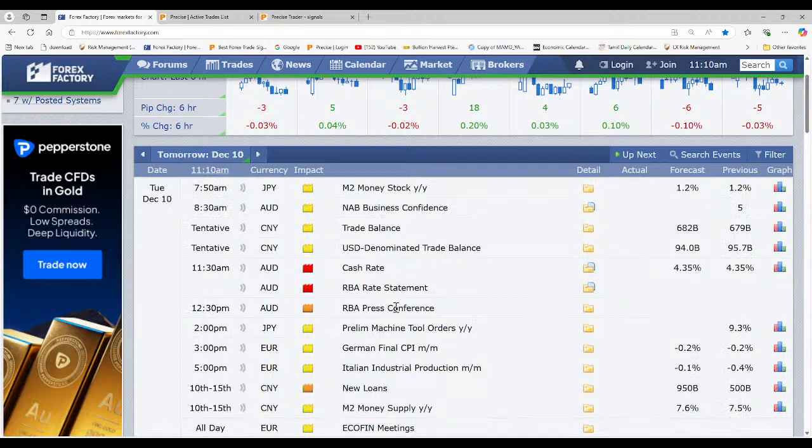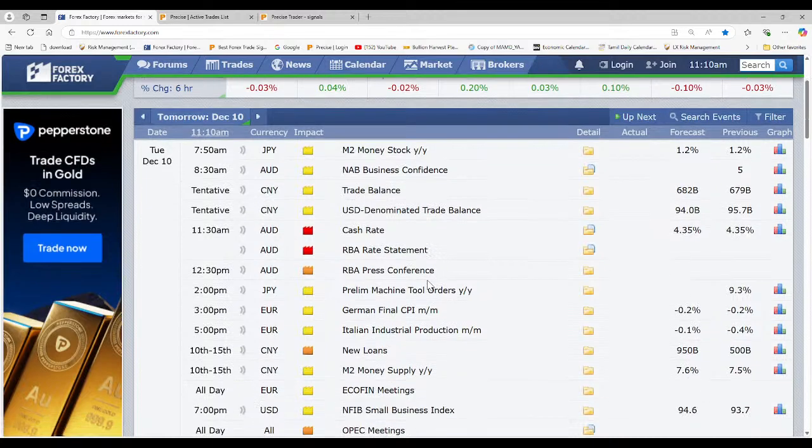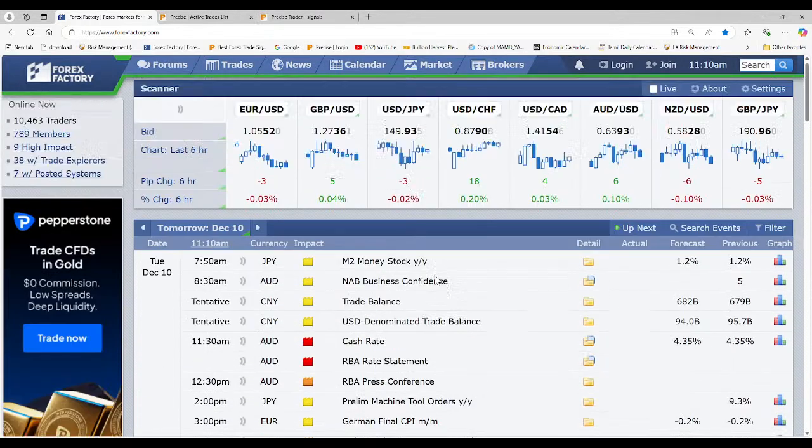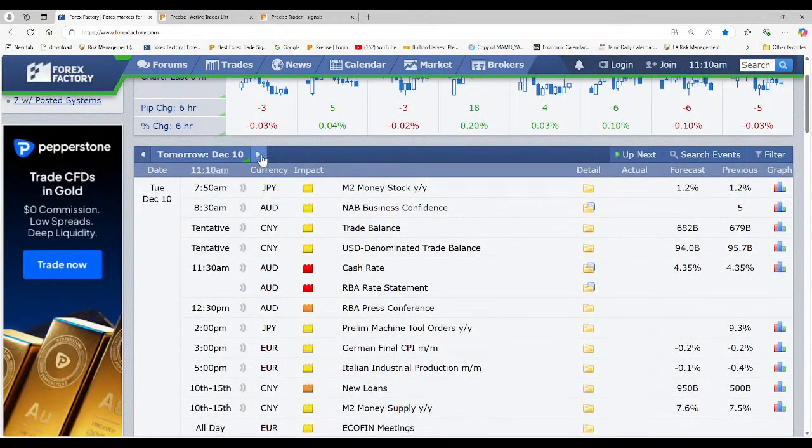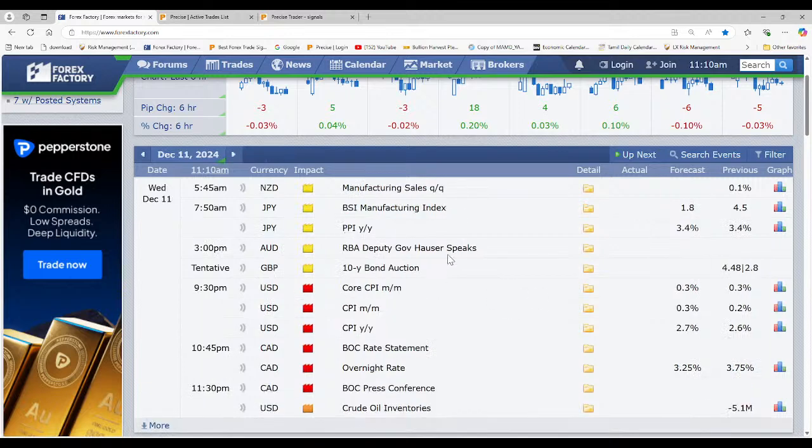Tomorrow, we have the RBA rate announcement, and the forecast is unchanged, meaning it is going to be the same as the previous, which is 4.35. We don't have much other data tomorrow. Then on Wednesday, we have the CPI from the US, which is going to be very important data.